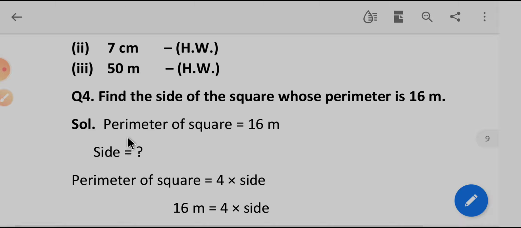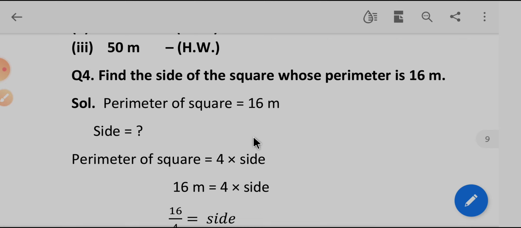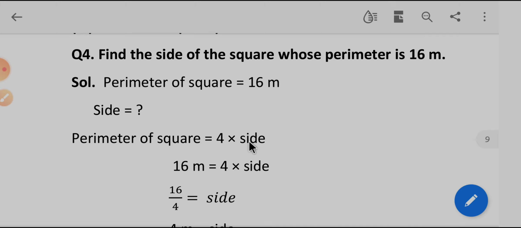The next question, question number 4. Find the side of a square whose perimeter is 16 meter. Here what we have to find? We have to find the side, and perimeter is given 16 meter. Here perimeter is given, it means we have to use the formula of perimeter of square. And what is the formula? Perimeter of square is 4 multiply side. So perimeter of square is given 16 meter. So write here 16 meter, 4 multiply side.